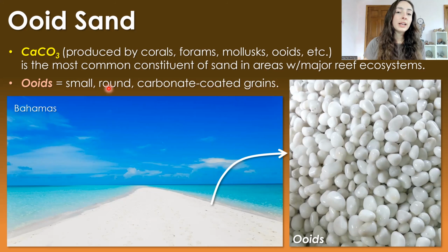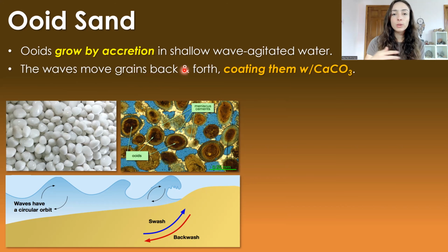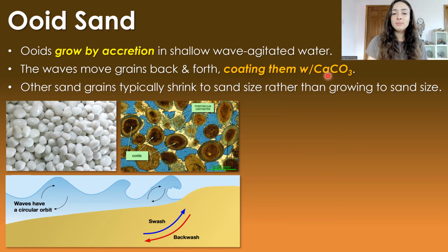However, ooids are not forming in the reef per se. They're not even biological. They're actually formed abiotically. They are small, round, carbonate-coated grains, and they grow by accretion in shallow, wave-agitated water. The waves move them back and forth with the swash and backswash of the water, and as they move back and forth, these grains get coated and coated in this calcium carbonate. This makes ooid beaches very unique because instead of shrinking or eroding to become sand grain size, like many beaches, such as quartz beaches, you have the grains growing to sand size to make up the beach rather than shrinking.